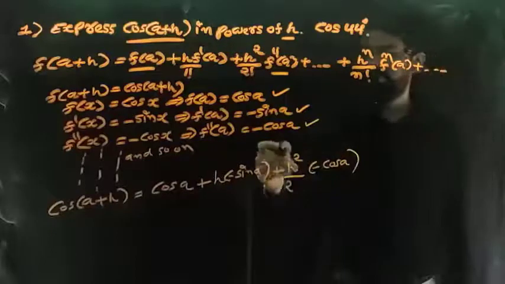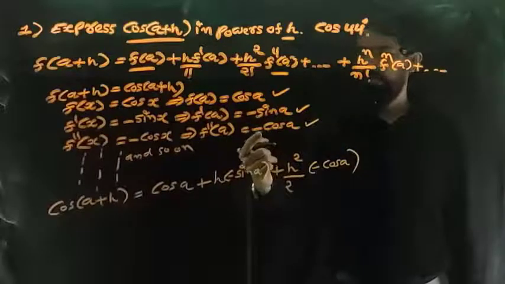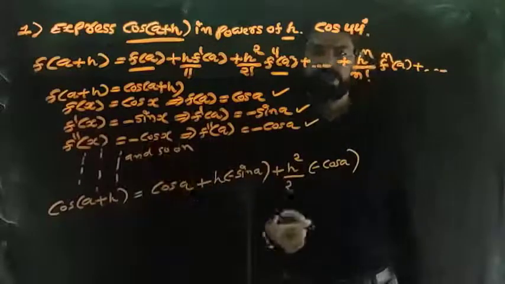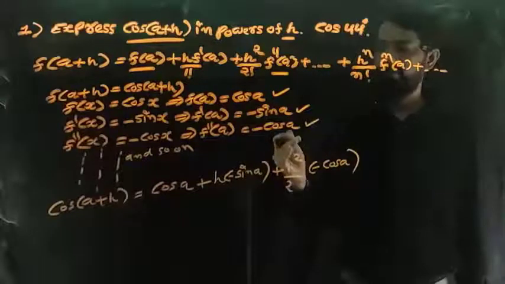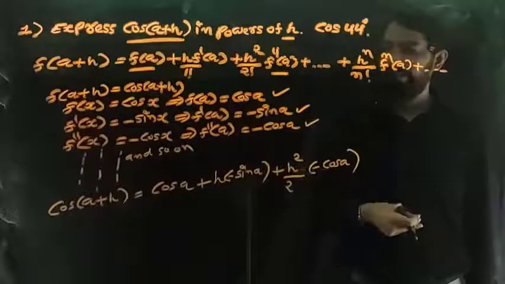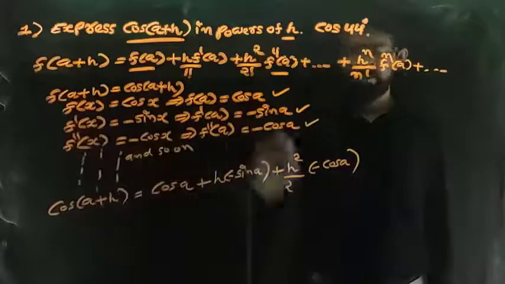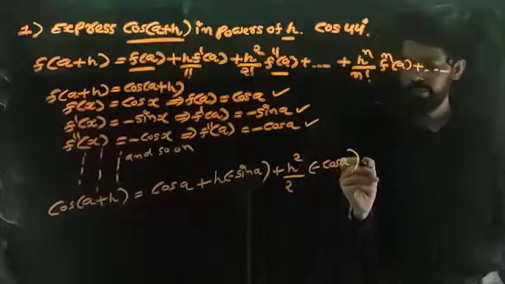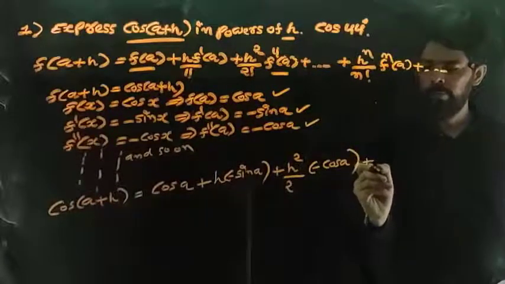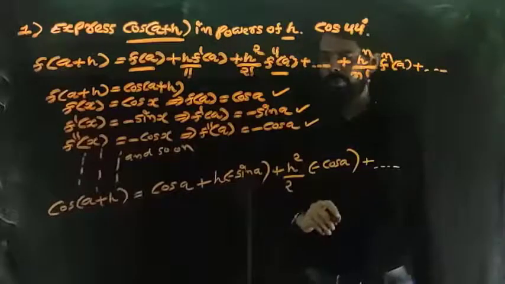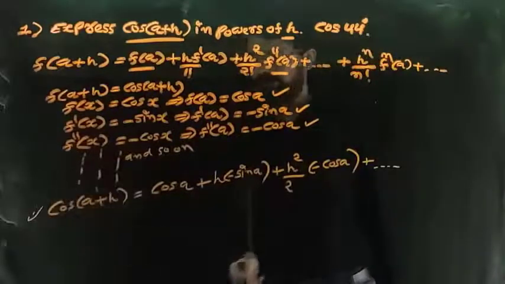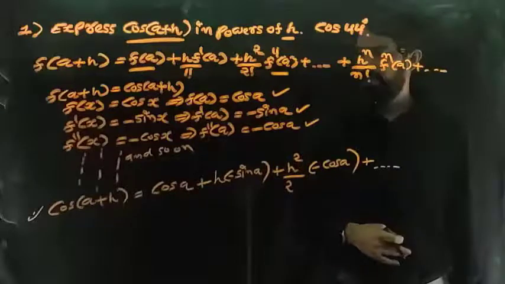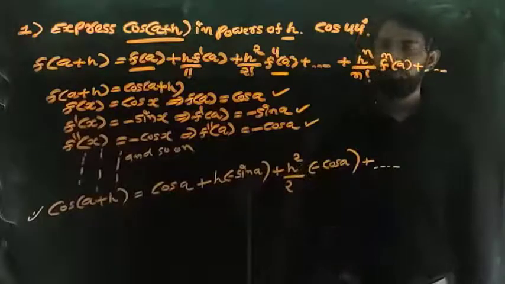If we go further, again we take the derivative of this term, that is minus cos x. The derivative of cos x is minus sin x, and minus minus is plus, so the next term will be plus, and so on. This is the expression of the function cos(a + h) in powers of h.